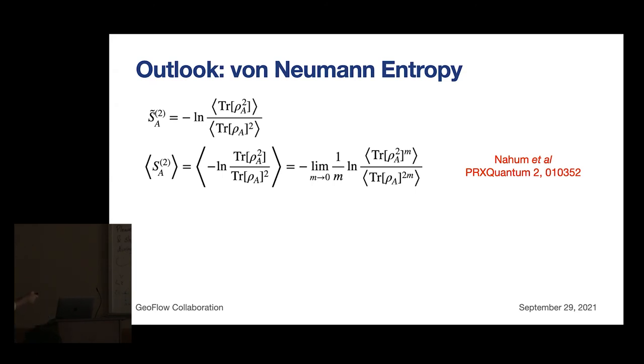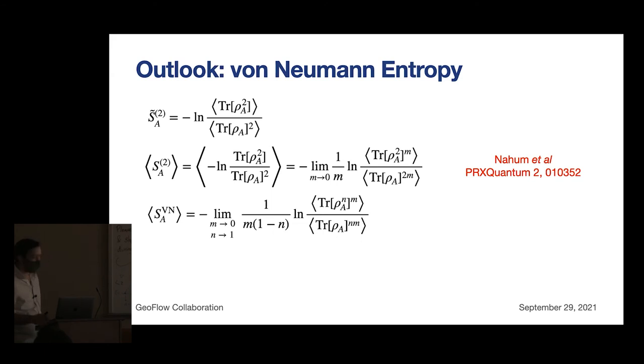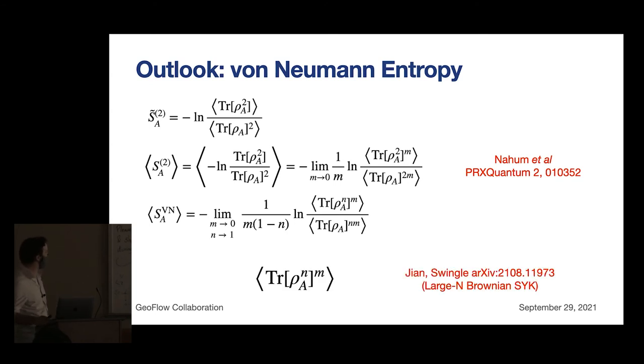Okay, but I don't know how to compute the expectation value of a log. But a standard replica trick, and this was pointed out by Adam Nahum and collaborators, is that you can compute these higher powers of these quantities, take the disorder average, and then take the logarithm outside, and if you take the limit m equals zero, you'll get the right answer. Okay, so that's one thing you can do. If we're even more ambitious, maybe we can consider computing the von Neumann entropy, which can be obtained by a double replica limit. Maybe if you're interested, I could explain that, but there's a formula.